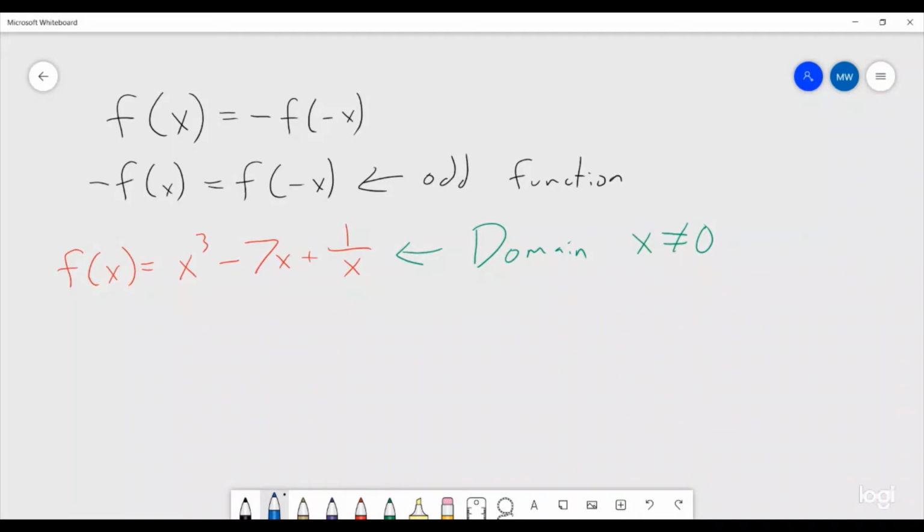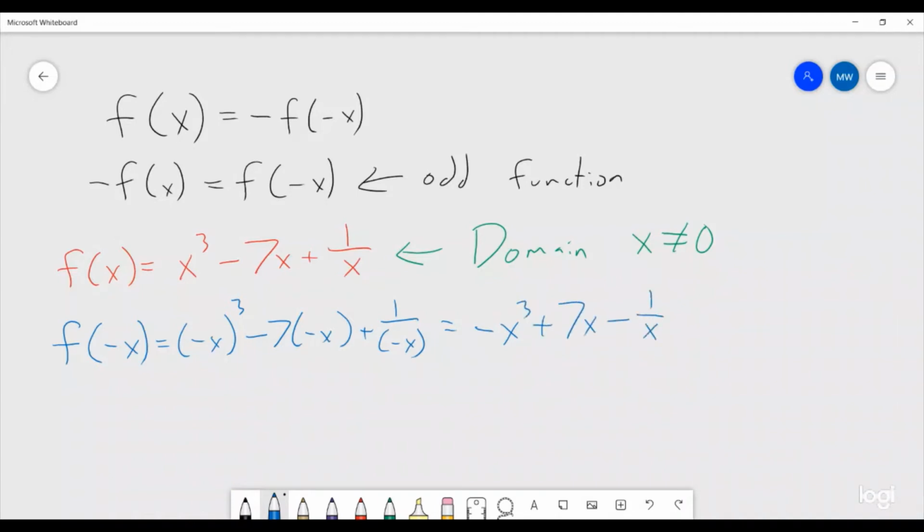Now to show that this is going to be an odd function, let's look at f of negative x. Well, that's going to be negative x cubed minus 7 times negative x plus 1 over negative x. So that's negative x cubed plus 7x minus 1 over x, which is negative 1 times x cubed minus 7x plus 1 over x. So that's negative 1 times f of positive x. So this is going to be an odd function.